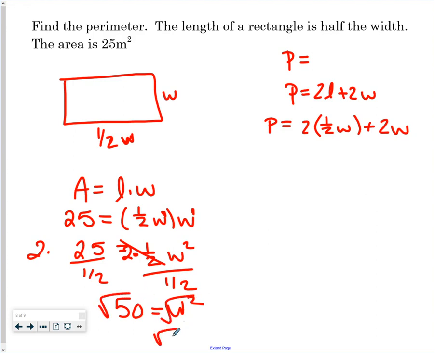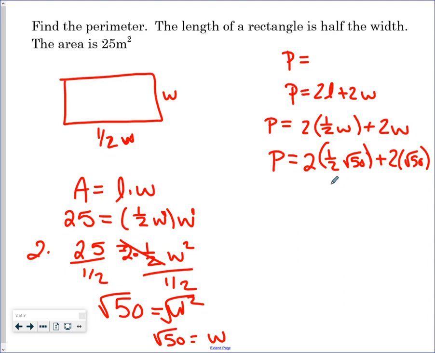Square root. So square root of 50 is how I'm going to leave it for right now. Square root of 50 is w. I don't want to round this and then round my answer. That's too much rounding. Does that make sense? So I'm going to go back over here, and instead of w's, what am I going to put? Square root of 50s, right? Does everybody understand that? I had to do that to finish this problem.